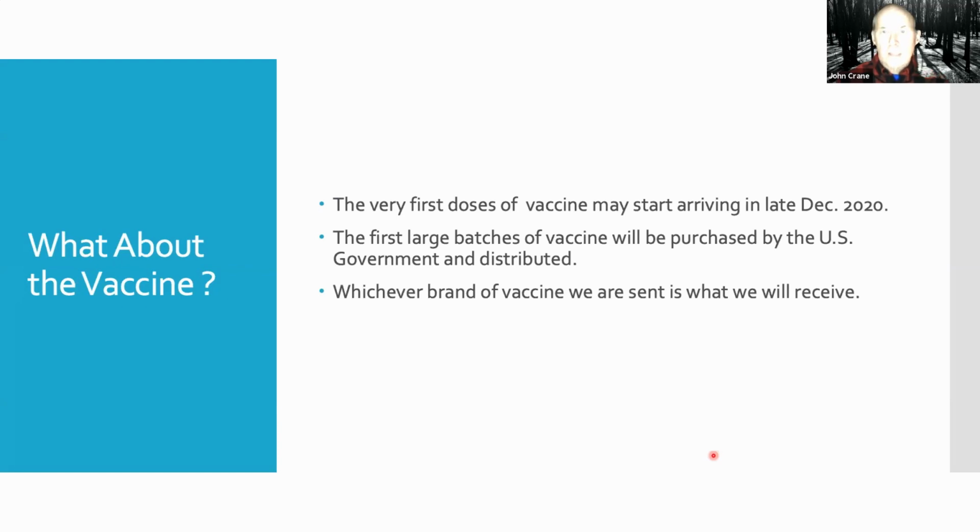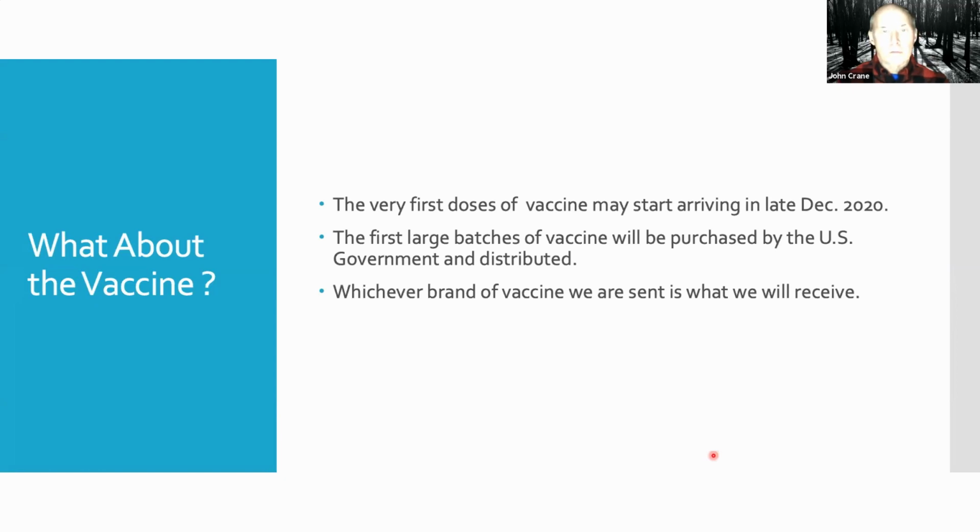The drug companies will not be advertising these to the public. You won't be allowed to promote their product. Whatever vaccine the government sends us is what we'll get. As you probably know, if you've been following this, there's 2 vaccines that have already announced their preliminary results, and there's 2 or 3 others that are following closely behind.